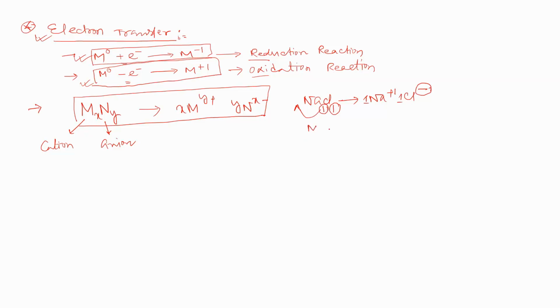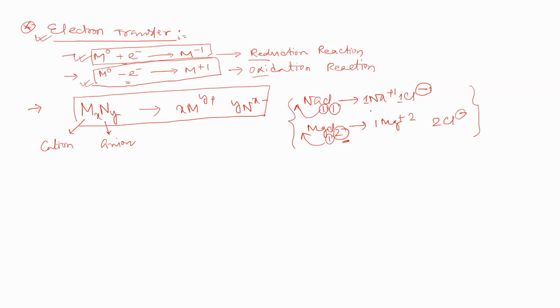Similarly, we can write MgCl2. Here the number of chlorine is 2, and there is 1 magnesium. So 1 magnesium, and the number of chlorine will be the charge of magnesium: magnesium plus 2, then 2 chlorine minus. So in this way, we can write the metal salt in terms of the cation and the anion.